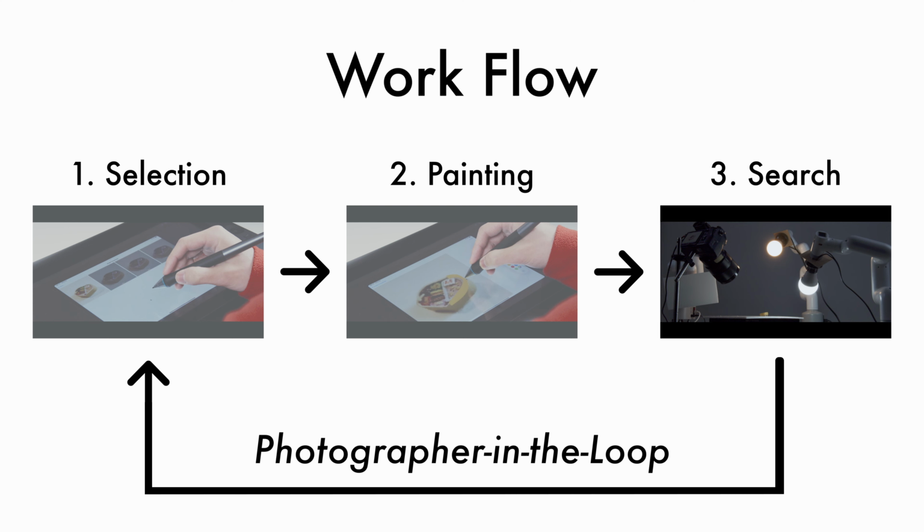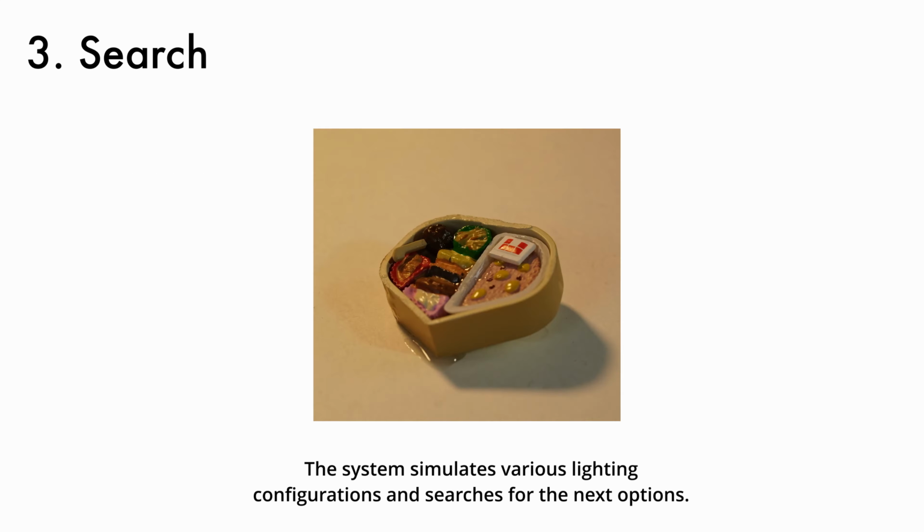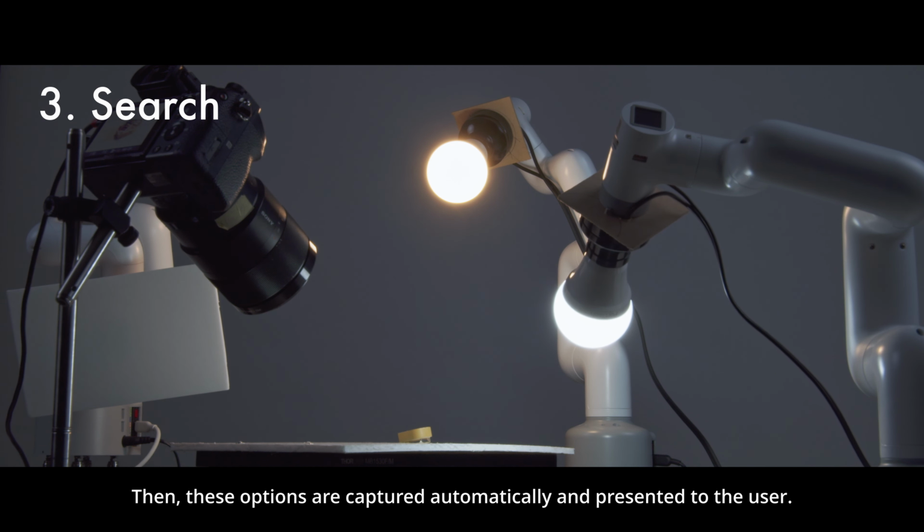The third is the search for the next options by the system. The system simulates various lighting configurations and searches for the next options. Then, these options are captured automatically and presented to the user.